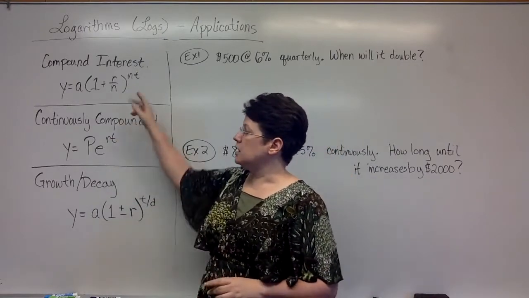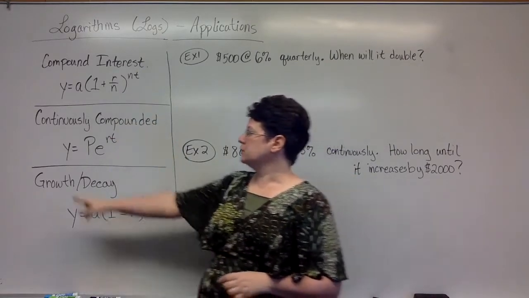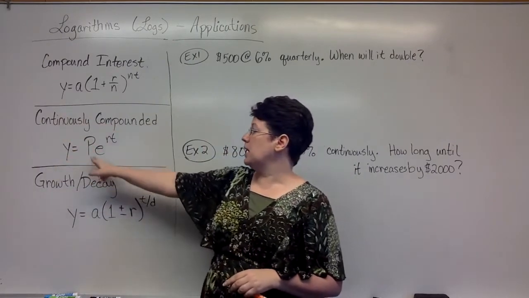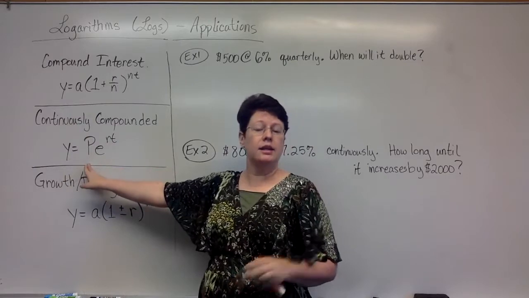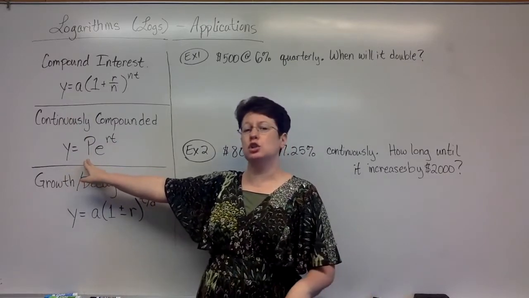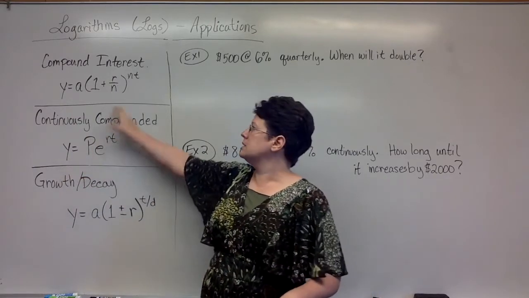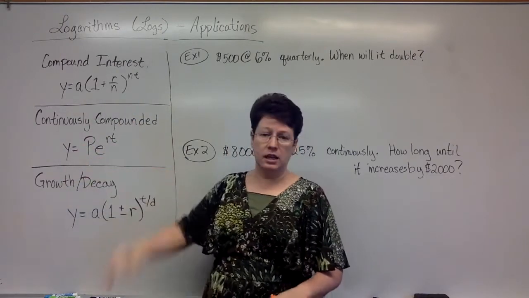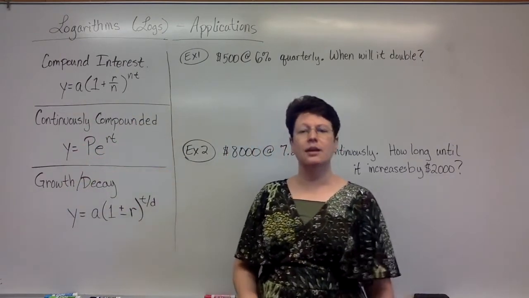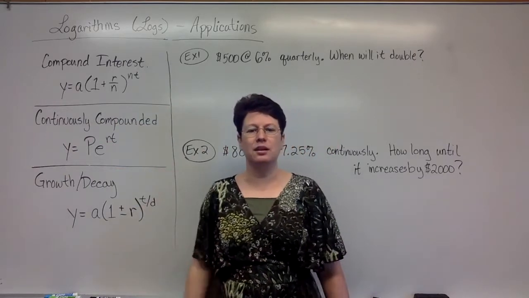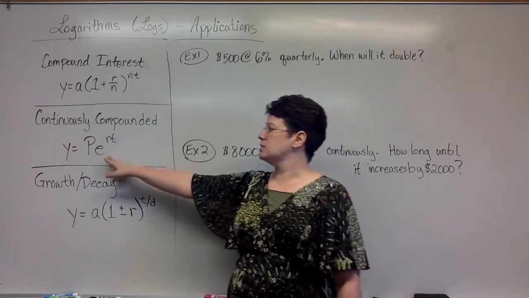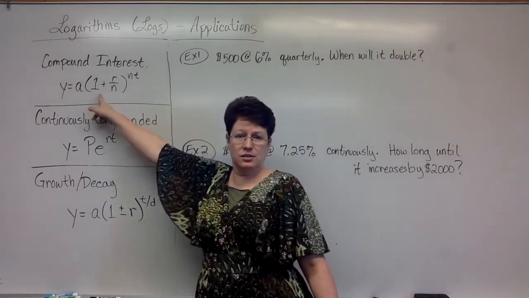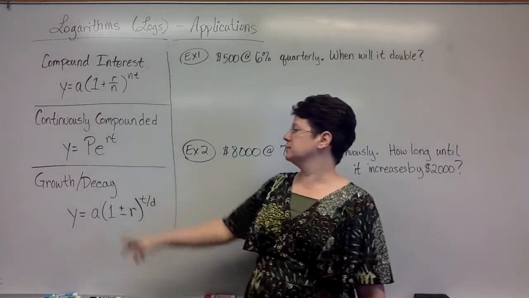Notice the difference and notice the similarities. Y is still the final amount. P is like A. It's my principal. It's my initial amount. Instead of having this big long thing in parentheses, I just have E. Well, what's E? Oh yeah, it's that button on my calculator. So we have a button on the calculator. Well, that's a lot easier than typing all this in, right?